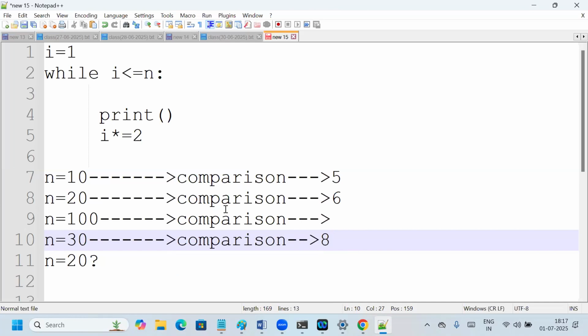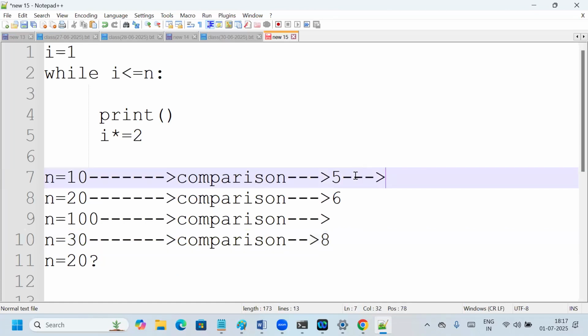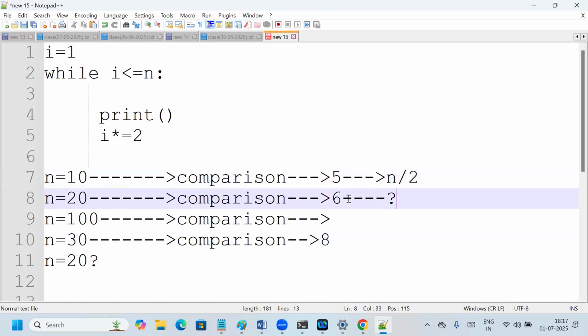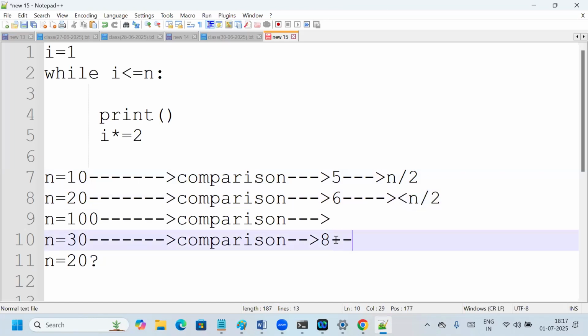See, guys, whenever you are increasing the n value, the number of comparison is getting reduced. पहले half था. This is the value of n by 2, guys. ठीक है. What is this value? ये lesser than n by 2 है. 20 by 2 is 10, guys. 10 से भी कम comparison है 6. Yes or no? So you are getting lesser than n by 2. अब आप यहां पे जाओगे. If you come to this, how many comparison? 8. 15. 15 से भी half है.